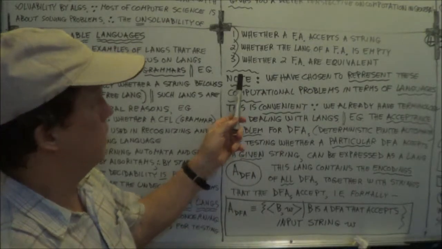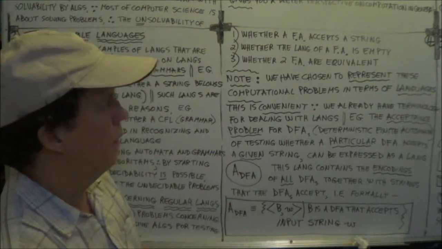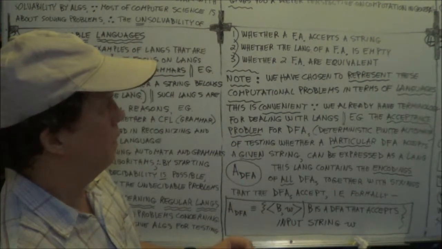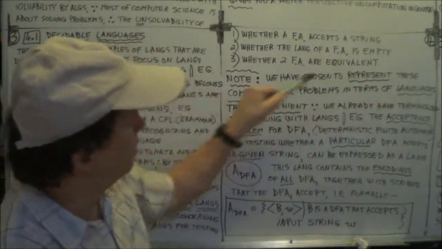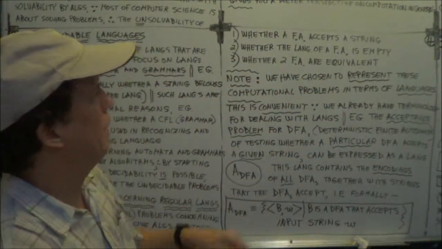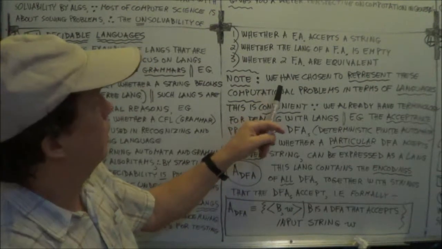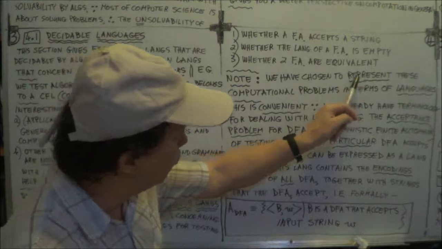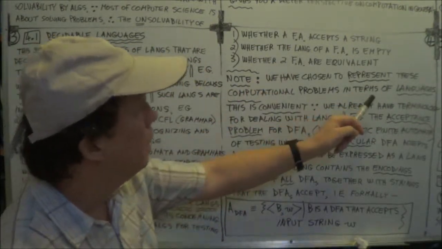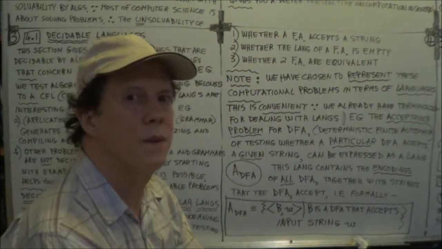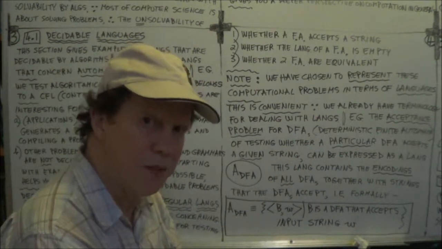Here's a note from Sipser. It's his particular way of doing things, and he's like, look at these two lines here, because they're very important. So when he says we, Sipser, of course, the textbook author, has chosen to represent these problems in terms of languages, and we still don't yet understand what he means by that.